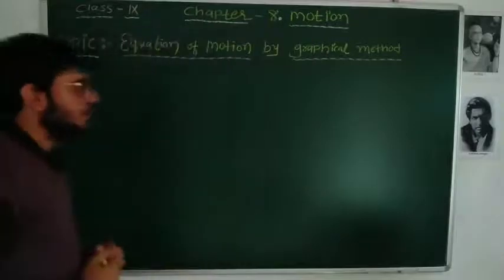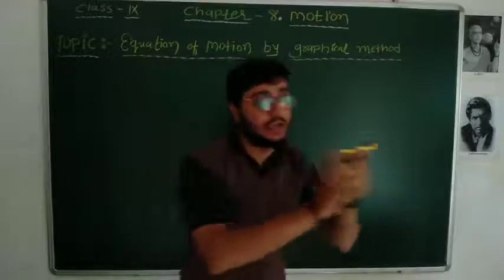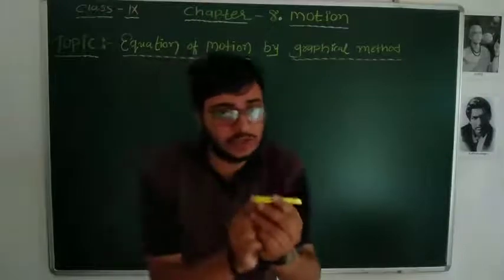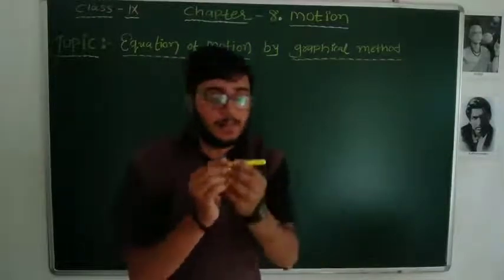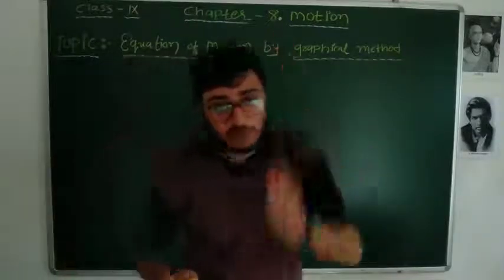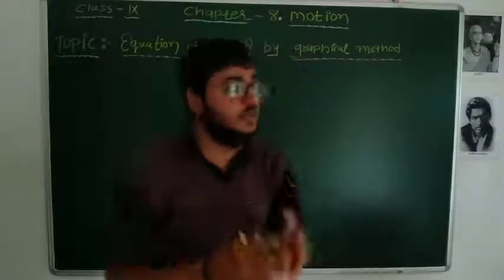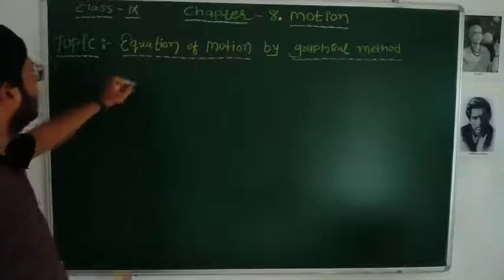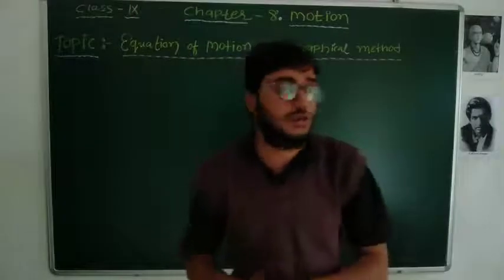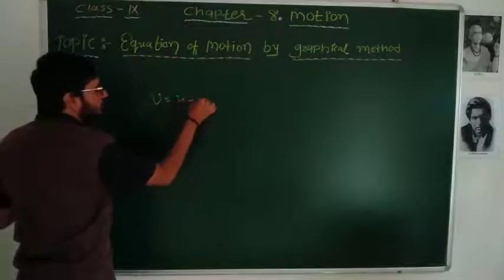Suppose this is an object moving along a straight line with uniform acceleration. Its velocity, acceleration and the distance covered by this object can be related by some equations. These equations are known as the equations of motion. In this topic we are going to derive the equations of motion. The first equation of motion is V = U + AT.